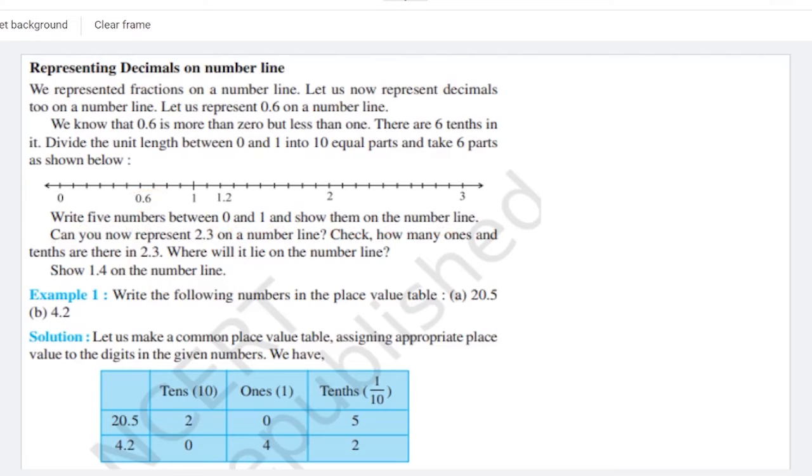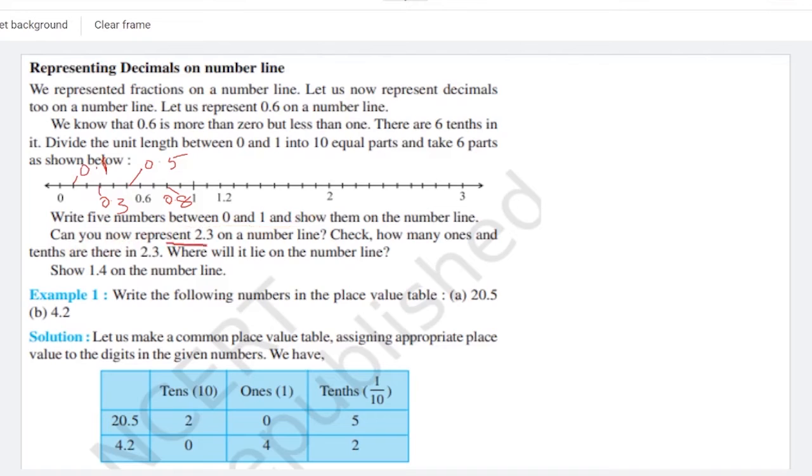So what are the numbers you can write on the number line? So you can write this one will be 0.1. This will be 0.3. This will be 0.5. This will be 0.8. Okay. So the numbers will be 0.1, 0.3, 0.5, 0.6, 0.8. All these are 5 numbers between 0 and 1.